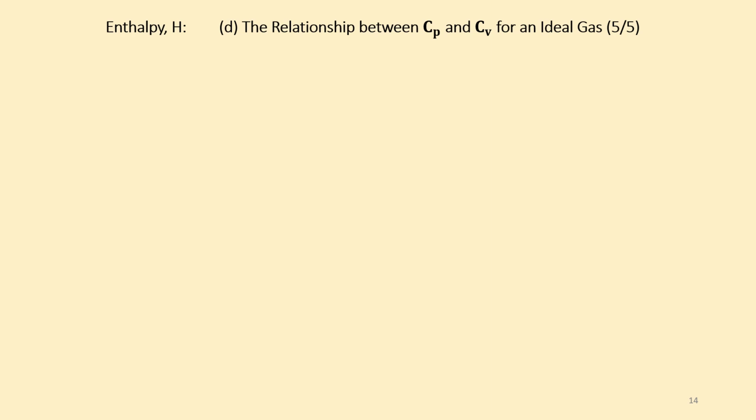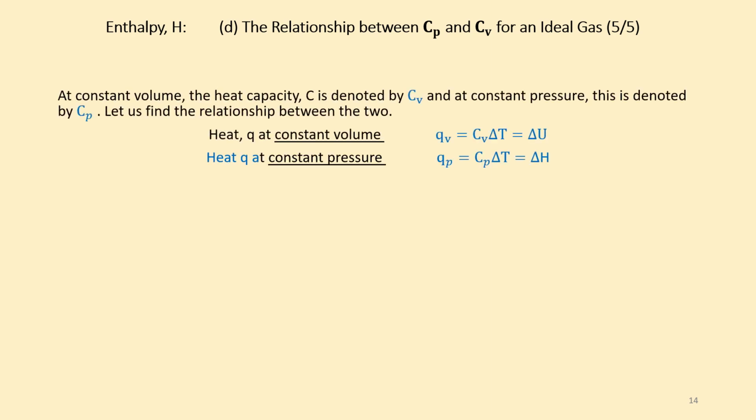Then the last one is the relationship between Cp and Cv for an ideal gas. At constant volume, heat capacity C is represented by C subscript V because volume is constant. And at constant pressure, this is represented by Cp. Let us find the relationship between Cp and Cv. Heat Q at constant volume is given by Qv is equal to Cv into delta T, that is equal to delta U. So heat at constant pressure Qp is equal to Cp into delta T, that is equal to delta H.